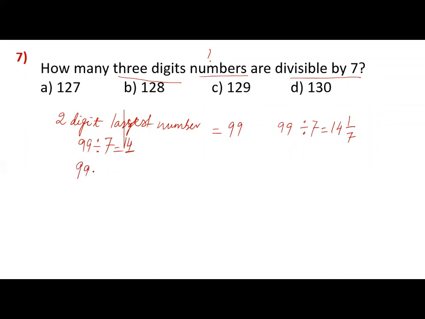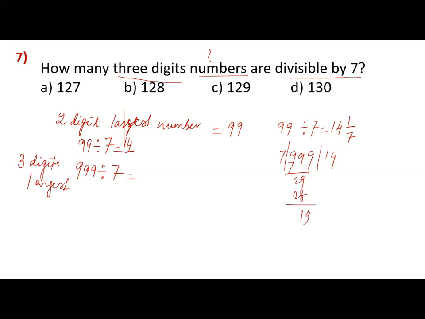Next, take 999, because this is the largest 3-digit number. Again divide by 7. So 999 divided by 7. 7 fours are 28, 19, 7 twos are 14, 5. So you are getting 142 and 5 by 7. Leave the fractional part. Take only the whole number. This is 142.